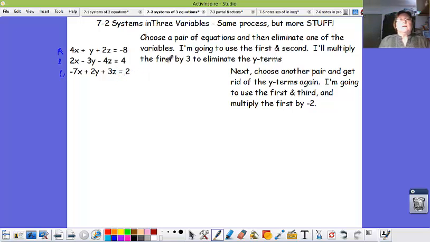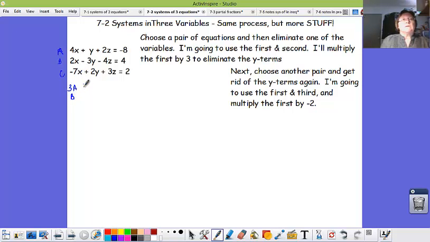So you can read my wordage here. I'm going to try and get rid of the y's by multiplying the first equation, the A equation, by 3. That would allow me to get rid of y. So this is how I'm going to try and be very consistent and show you what I'm doing. I'm going to multiply A by 3, and then I'm going to add it to B.